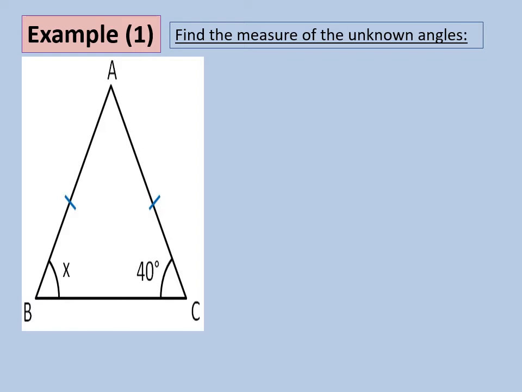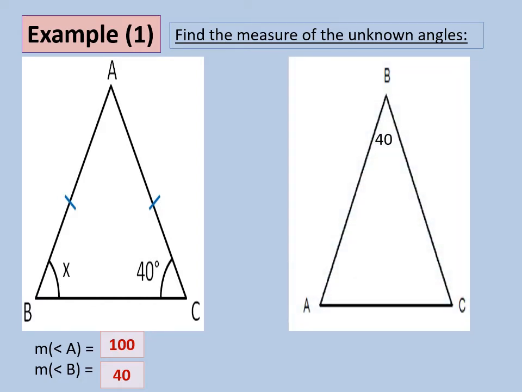Since this triangle is isosceles, then base angles are equal in measure. So measure angle B will equal 40. And the sum of the measures of interior angles of any triangle is 180. So measure angle A will equal 180 minus 40 times 2, which will equal 100.